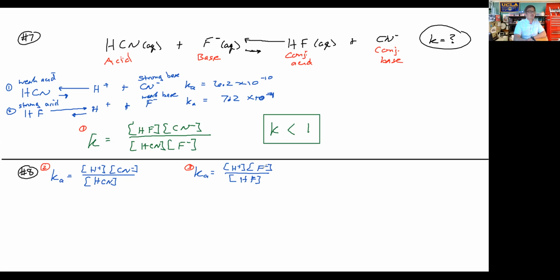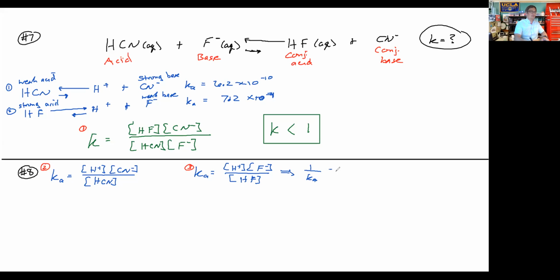Let's imagine we take the reciprocal of this. That means we take 1 over Ka. Let's go ahead and rewrite this equation to get the reciprocal. We're going to write the expression of 1 over Ka for this here.